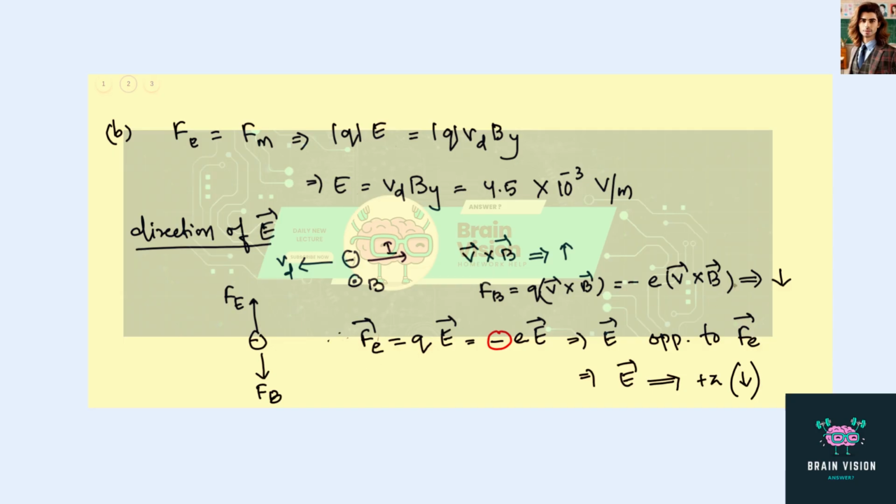And from here we can say that the electric force should be along negative z direction from this equation over here. And since charge is negative, the electric field should be opposite to the electric force. So the electric field should be along positive z direction.